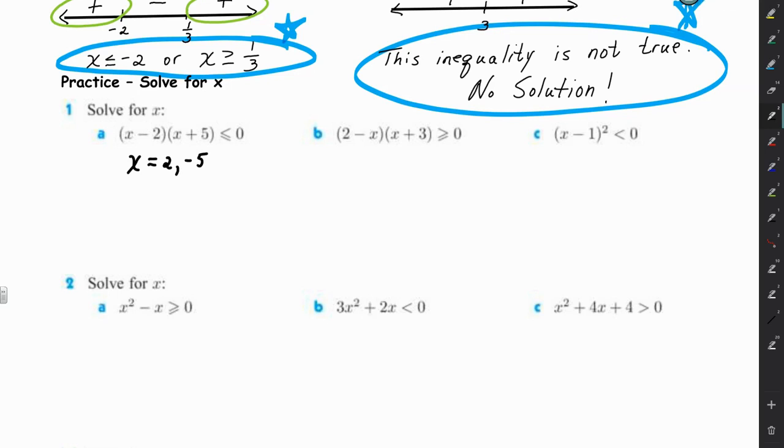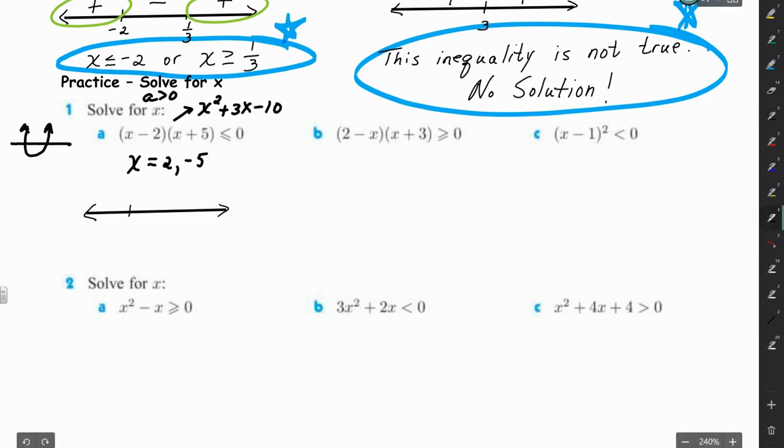All right. If we were to multiply this out, if we were to FOIL this, we would get x squared plus 3x minus 10, right? We know that we have a value of a greater than 0. So our parabola opens up, and we can see that we have two intercepts. So let's draw our sign diagram. -5 comes before 2, so we put that first. We know we're positive, negative, positive.